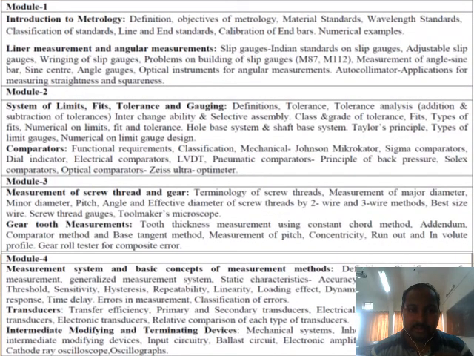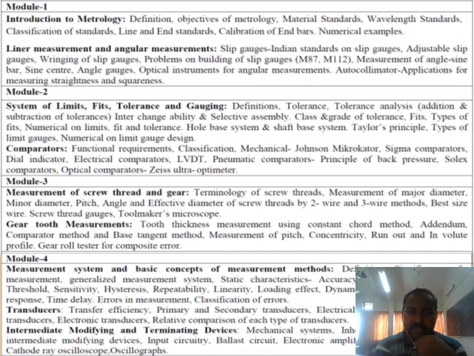Module 1 is about the introduction to metrological concepts, calibration, line standards and end standards, different types of standards which are used. The second part of this module 1 is related to linear measurement and angular measurements. Module 2 is related to the system of limits, tolerances and gauging, comparators, functional requirements, different types of comparators: mechanical, electrical, optical comparators.